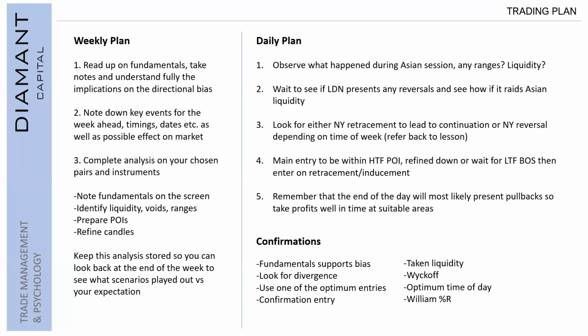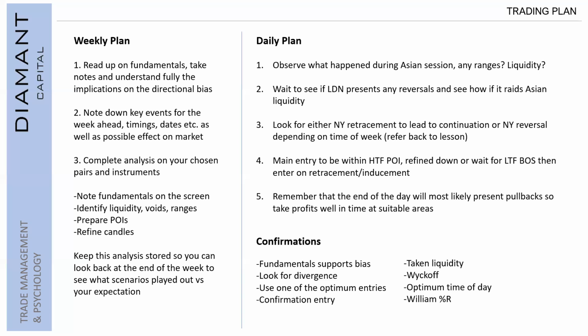So when it comes to my daily plan, first thing I look at is the time and price. Observe what happened during Asian session, any ranges or liquidity. Wait for London to present any reversals and see if it raids Asian liquidity. So if we start to see the London fake out, for example, then I understand, okay, now I might have an idea of where price is going. But of course, always refer to the higher time frame and understand where we are in that. Are we in premium? Are we in discount? Everything like that.